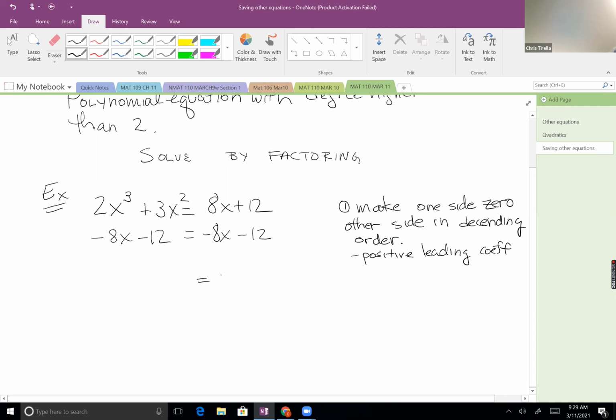On the right, I'll have 0. On the left, pardon me, I have 4 terms. They all have x, but because they're different degrees, almost all of them have x. I apologize, I overgeneralized. Because they're different degrees, they're not like terms, so we can't combine them. So I'm going to leave that as 2x cubed plus 3x squared minus 8x minus 12. And so now that we've got one side 0, on the other side, we want to factor completely.